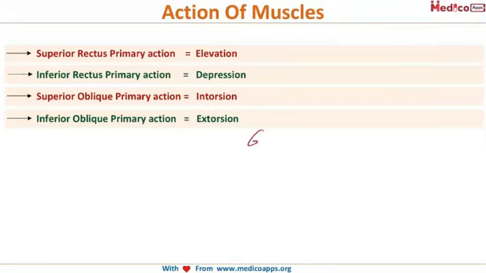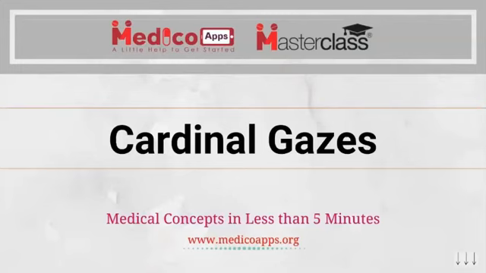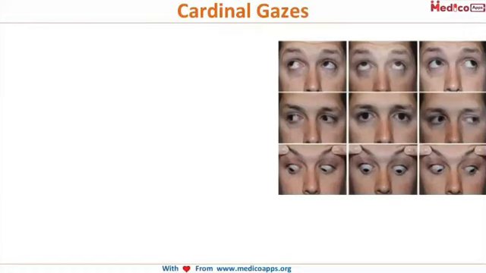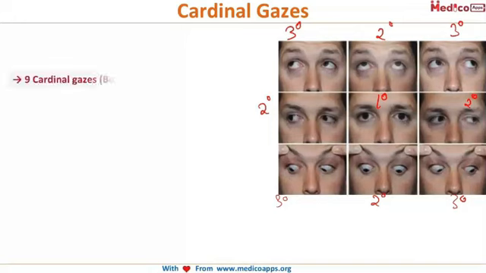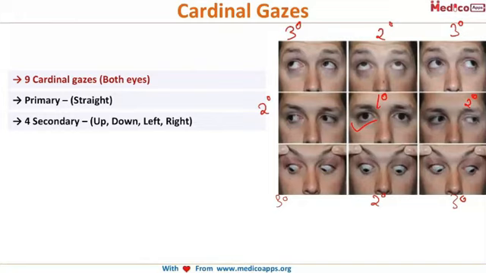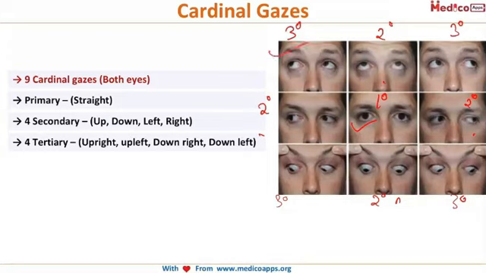Now that I have spoken about gazes, let's learn about cardinal gazes. Look at this picture. If you can just remember this picture in your exam, you will remember all the gazes. So this is the primary gaze, and these four are the secondary gazes, and these are the tertiary gazes. The primary is this straight vision, the secondary are up, down, left and right, and the tertiary are up right, down right, up left and down left. Those are the tertiary gazes.